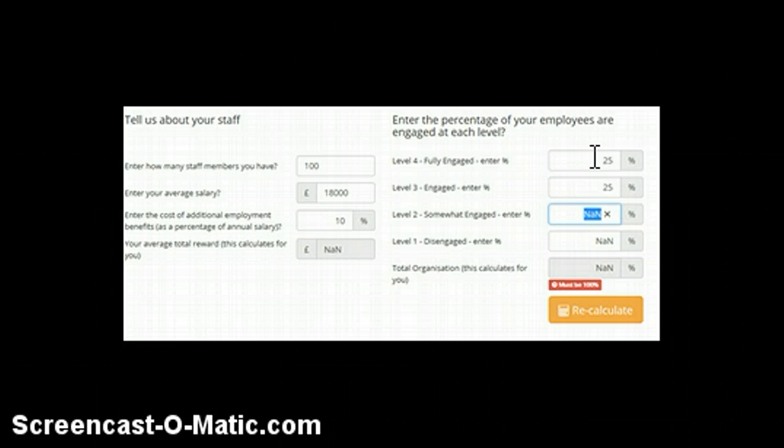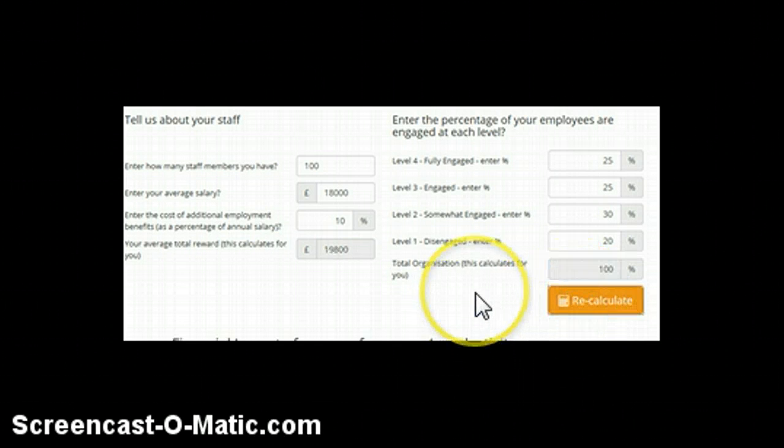Then we come to the somewhat engaged. These guys will be around the 4s, and we're going to say here that we've got 30%. Level 1, the disengaged. These are the guys that we're going to worry about because we've actually got quite a high percentage of people, 20% of people, who are disengaged.